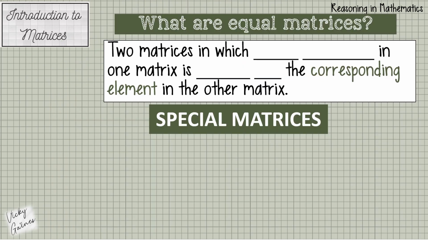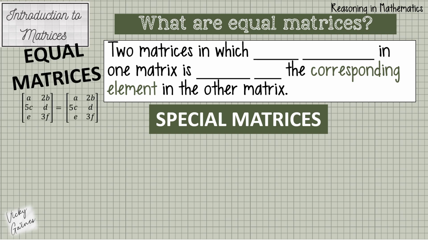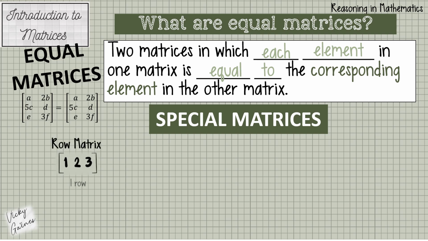What are equal matrices? Two matrices in which each element in one matrix is equal to the corresponding element in the other matrix. So I have a pair of equal matrices there to the left. Now we have some special matrices. A row matrix is just 1 row of values. A column matrix, of course, is going to be 1 column.